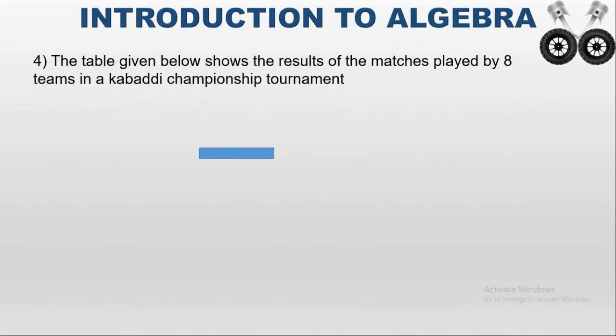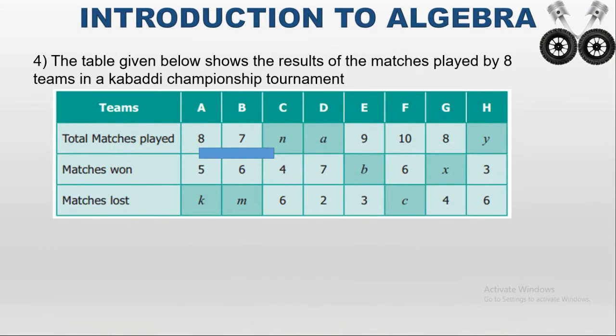Part 13, exercise 2.3. Question number 4. The table given below shows the result of the matches played by 8 teams in a Kabaddi Championship tournament. So, what is the problem given here? The table is given. It gives the details about 8 teams which played in the Kabaddi Championship tournament.